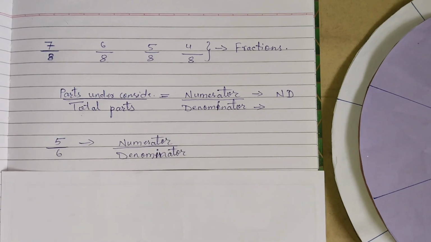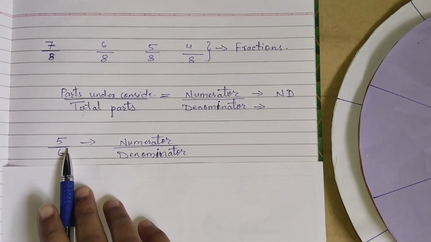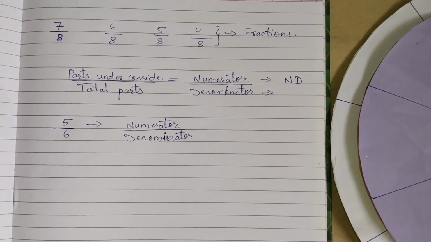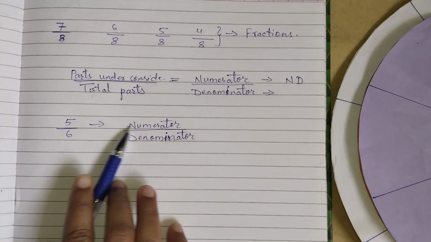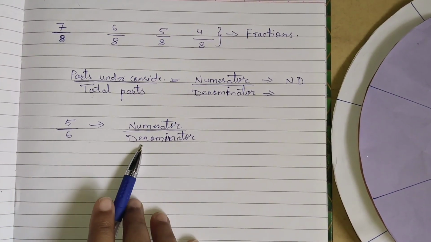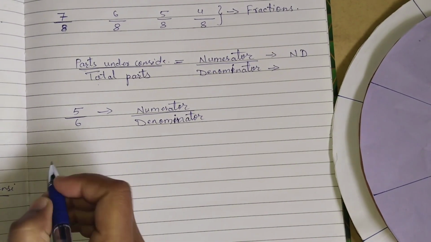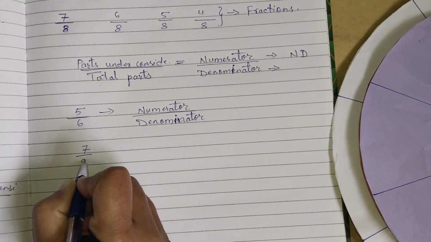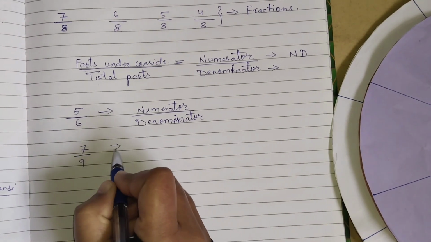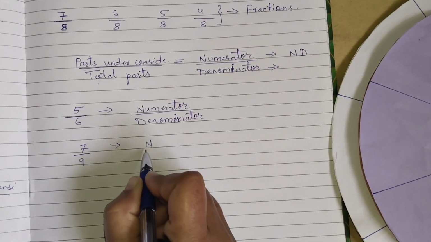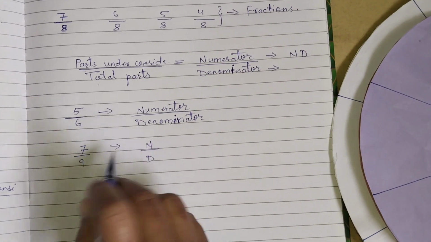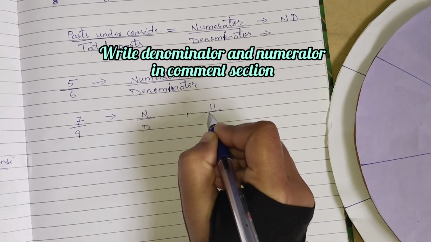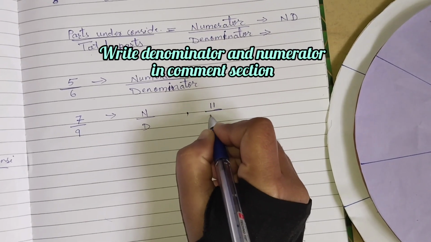Now with this example you can easily tell which is the numerator and which is the denominator, isn't it? In 5 by 6, 5 is the numerator and 6 is the denominator. Likewise, if I write 7 by 9, you can easily tell me that 7 is the numerator and 9 is the denominator. Here is one more fraction, 11 by 15.